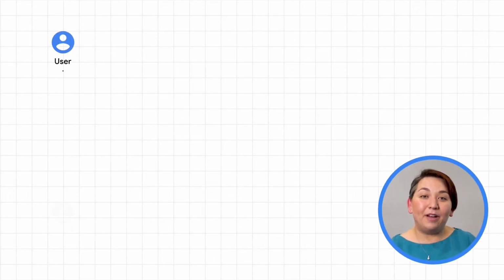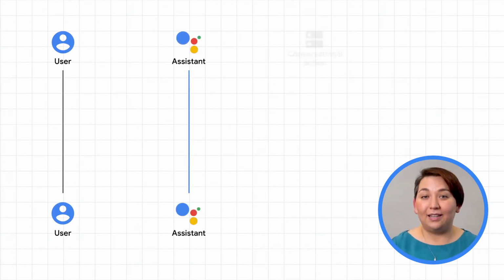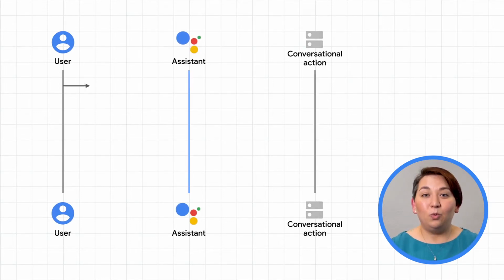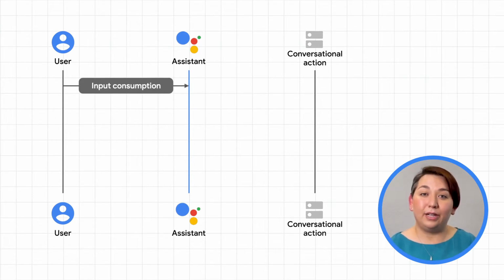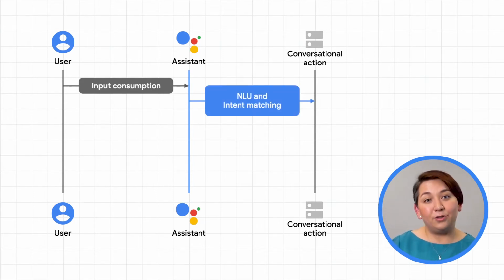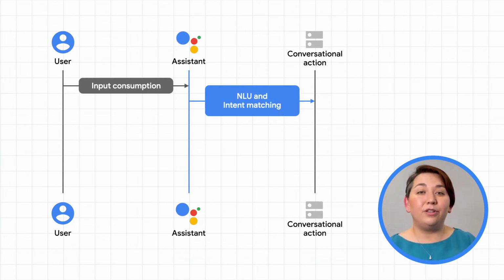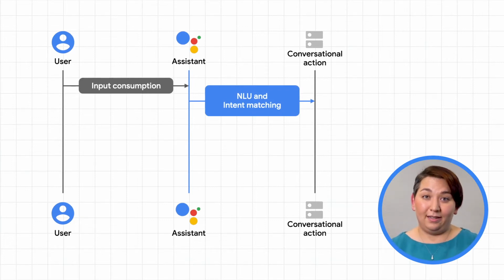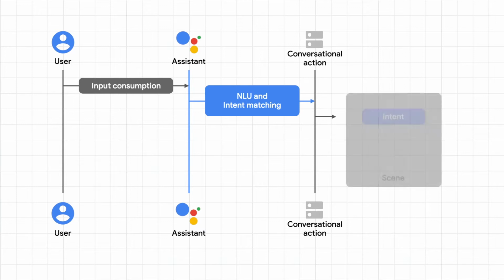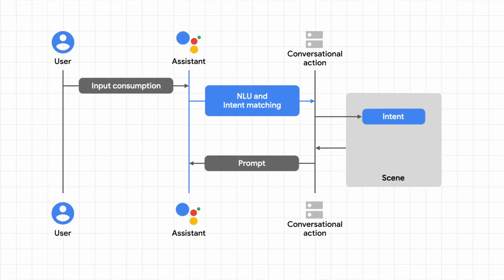Here is a diagram of the user, Google Assistant, and your action. When a user provides input, Google Assistant processes the user's input and uses the Assistant's natural language understanding to match the user's input to an intent. Then, Assistant passes the intent information to your Actions project. Then your action can process that and construct a prompt for the user, which is given to the Google Assistant, and then the Assistant delivers that prompt to the user.